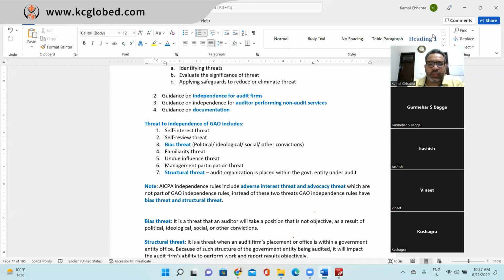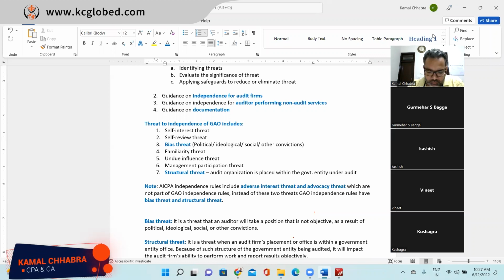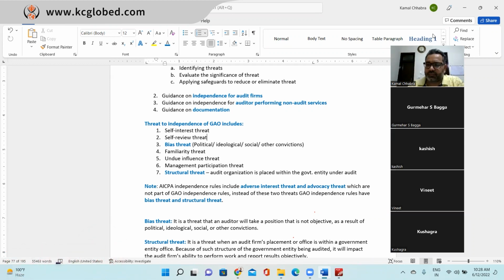And next is the familiarity threat. What is familiarity threat? Since we do the audit of the client or provide any service on a long term, they become familiar to us, in a way that we will be accepting whatever they say, and even if there are some mistakes, we will be like, okay, no problem. Basically, familiarity is the reason for being more cooperative, sir.